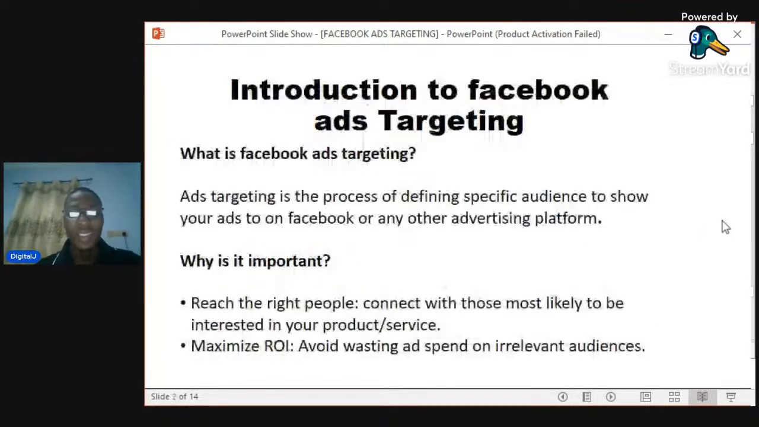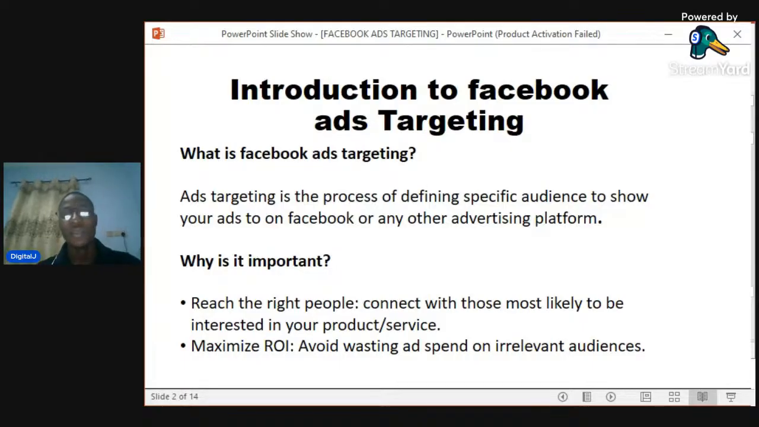Now, what is Facebook ads targeting? First of all, what is ads targeting? Not just on Facebook, there are so many platforms that you can run ads on. There's YouTube, there's TikTok, there's Instagram, there's Google, understand? So when it comes to ads targeting, it is not just limited to Facebook alone, understand? But what is ads targeting?